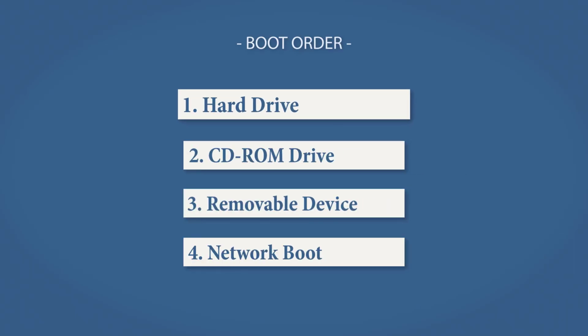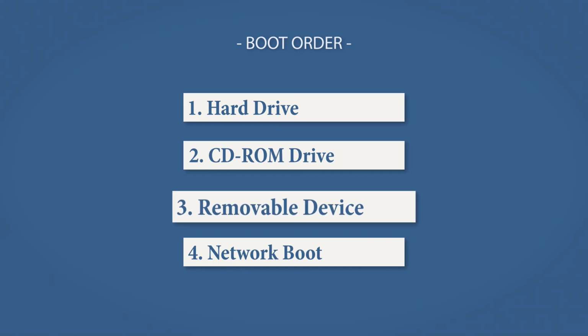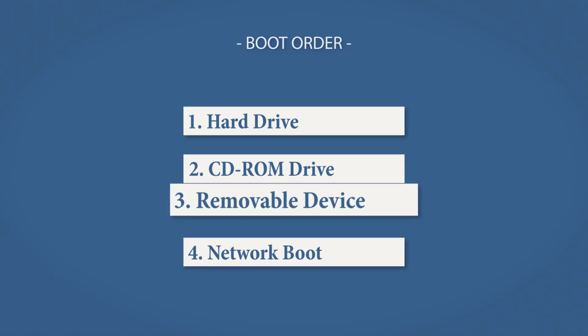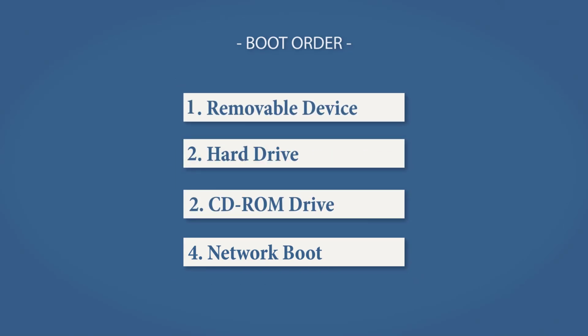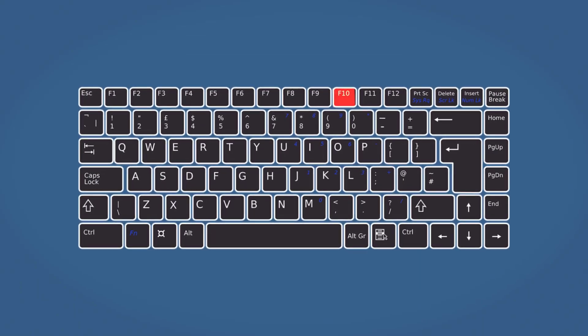Then find the boot order menu, which usually contains hard drive, CD-ROM drive, removable device, network drive. Just put removable device in the first place as we use a USB drive here, then press F10 key to save the changes and reboot the PC.